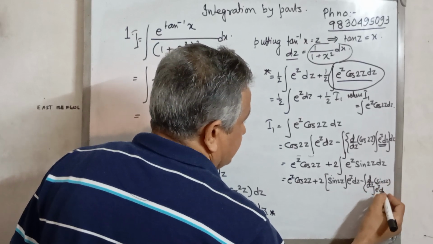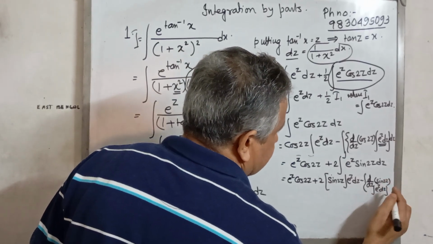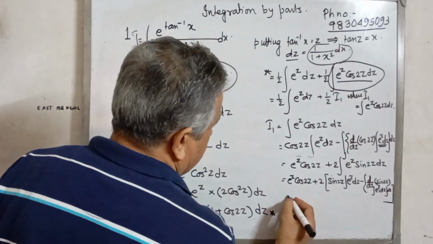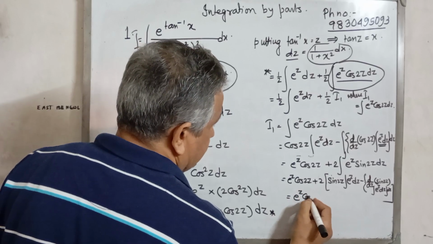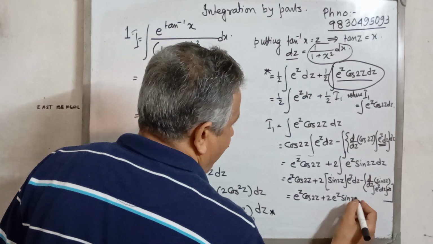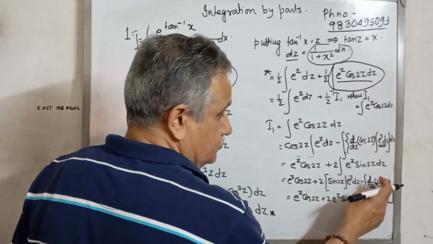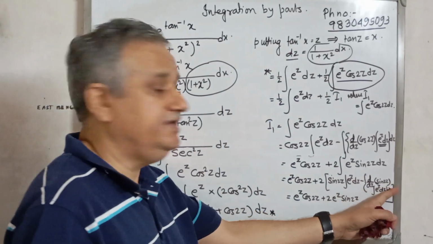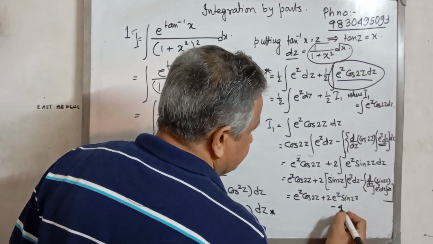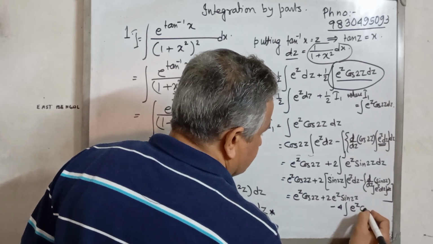integration e to the power z dz whole dz, and close the bracket. Now e to the power z cos 2z plus 2 e to the power z sin 2z minus differentiation of sin 2z is cos 2z into 2. So 2 into 2, that is 4 integration e to the power z cos 2z.